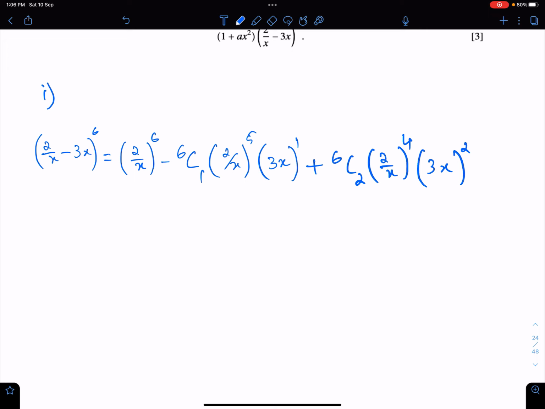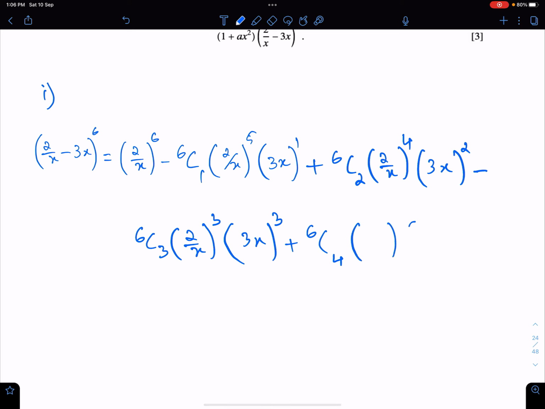So the next term will be negative 6c3, (2 upon x) power 3, (3x) power 3. And to be on the safe side, to make the calculations of the later part simple, expand one more term. We have got the independent term here, but to make the calculations of the later part simple, we will expand one more term. 6 minus 4 makes 2, and this is 4.